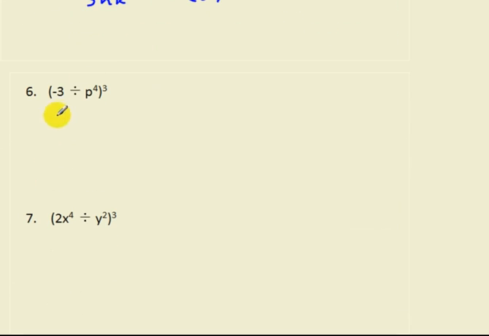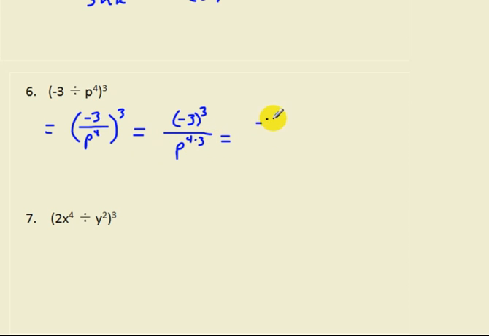Okay, number 6. We have negative 3 divided by p to the 4th, all raised to the 3rd power. So we have negative 3 over p to the 4th, and we're going to take that whole thing and raise it to the 3rd power. So we can use the numerator, negative 3, raise that to the 3rd power. And we're also going to raise the denominator, p to the 4th, to the 3rd power. So here you have the power of powers property, and we multiply the exponents 4 times 3. So we end up with negative 3 to the 3rd power over p to the 12th.